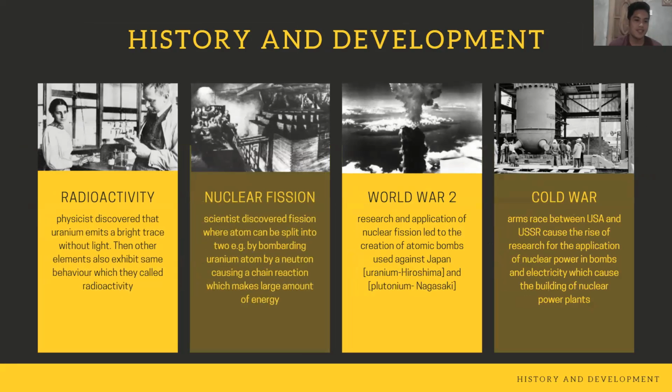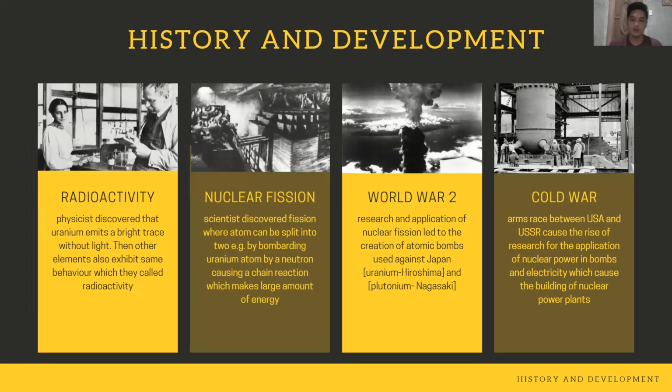Radioactivity. Physicists discovered that uranium emits bright rays without light, then other elements also exhibited the same behavior, which they called radioactivity. Nuclear fission. Scientists discovered fission, where atoms can be split into two by bombarding a uranium atom with a neutron, causing a chain reaction which makes a large amount of energy.